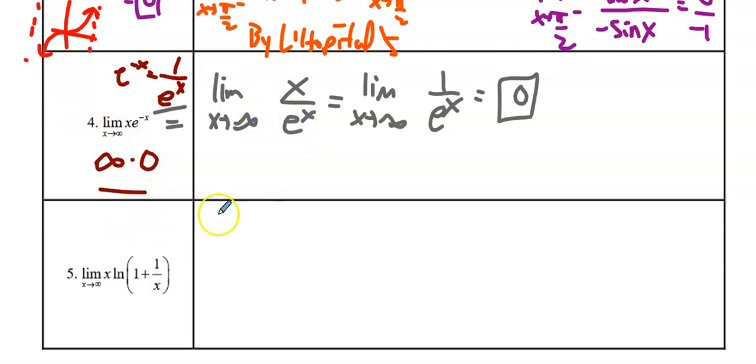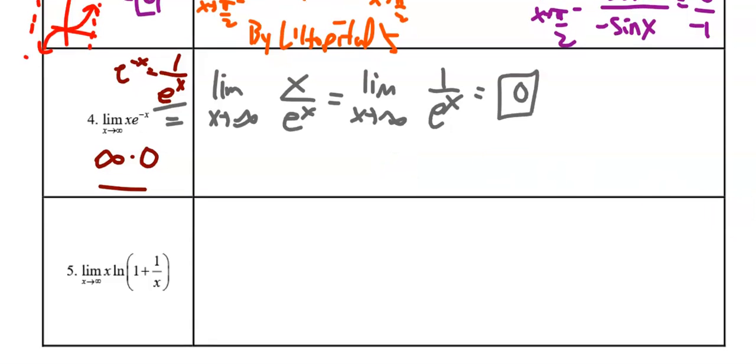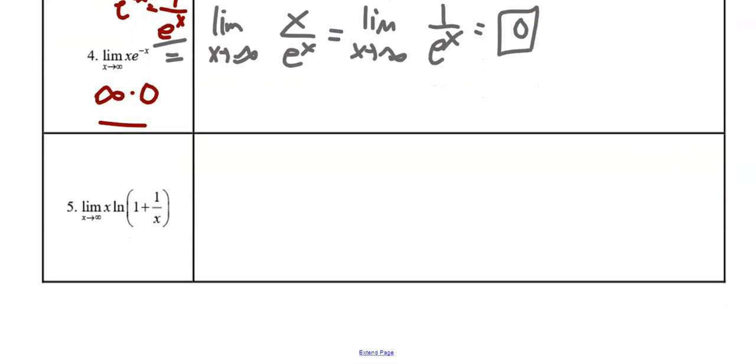Now, one that's maybe not as obvious to do is example number 5. So for example number 5, we're going to again plug in infinity right here. So we get infinity. And then we're going to do the natural log of 1 plus 1 over infinity. Well, 1 over infinity is going to be 0 because we're taking a limit. So this will be the natural log of 1. Well, the natural log of 1 is 0. So we have this indeterminate form again, infinity times 0.